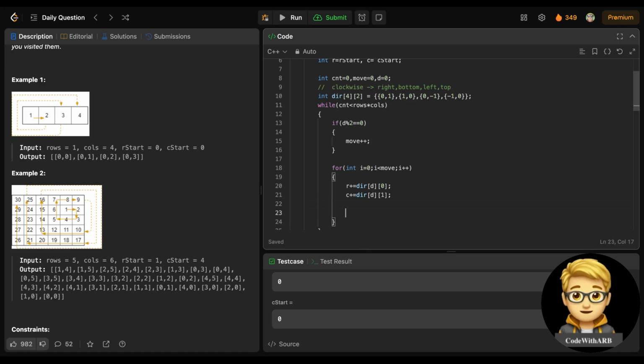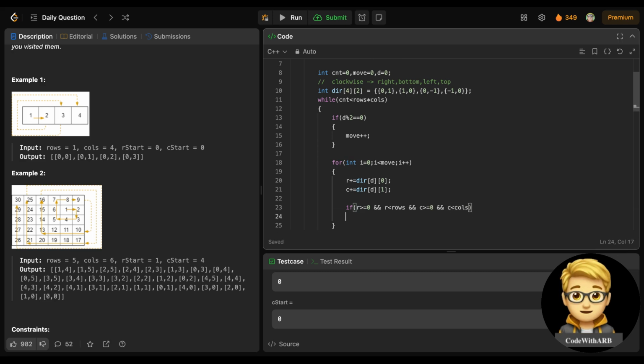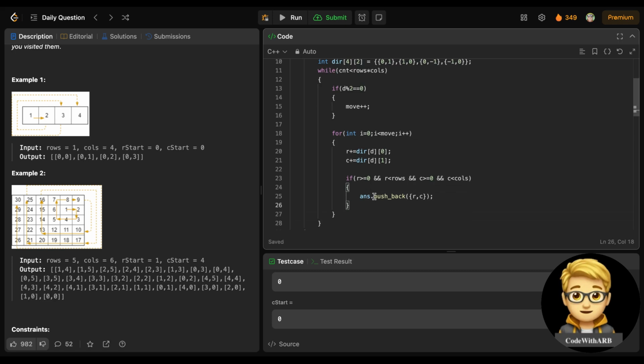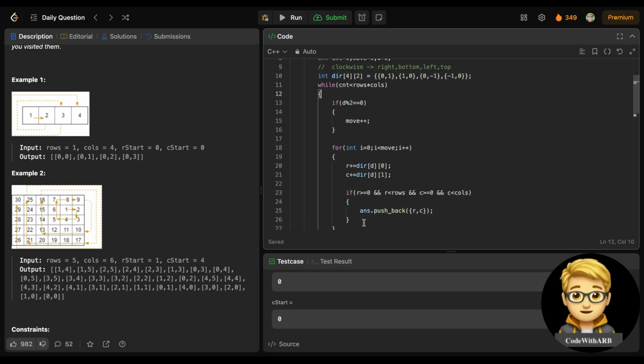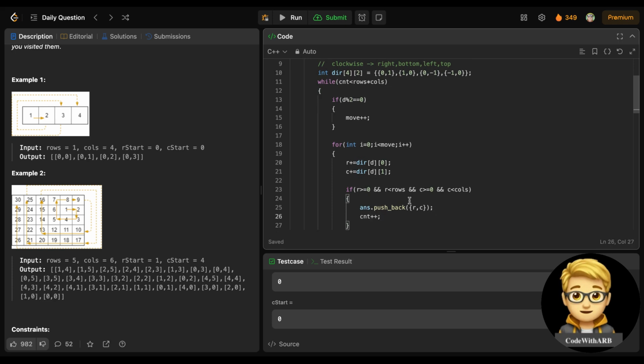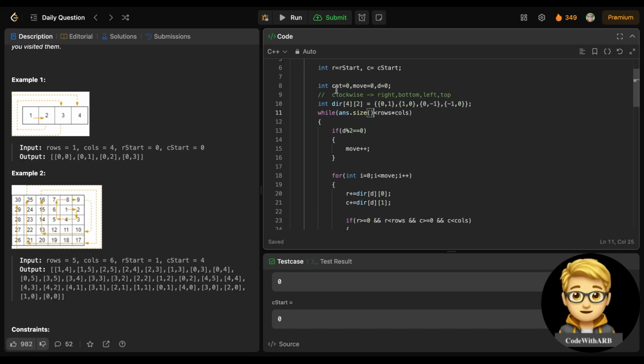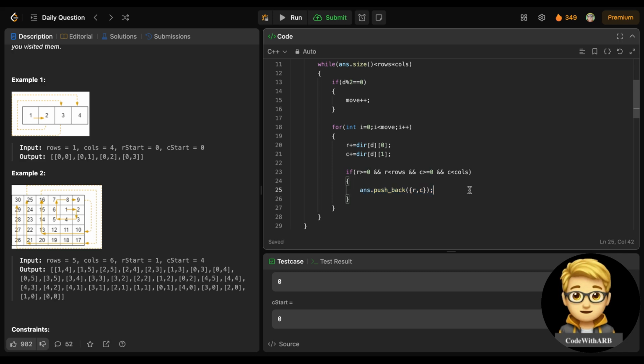Now, it is also possible that it goes out of bound. So I will first check that it is inside the boundary conditions, then we will insert it. C would be the column, and if this is possible, then I will store this R and C in my answer. One thing to note is that I don't need this count, because every time you increase this count, the answer size is also increasing, so I can write answer dot size. We don't need this count. I will remove it.